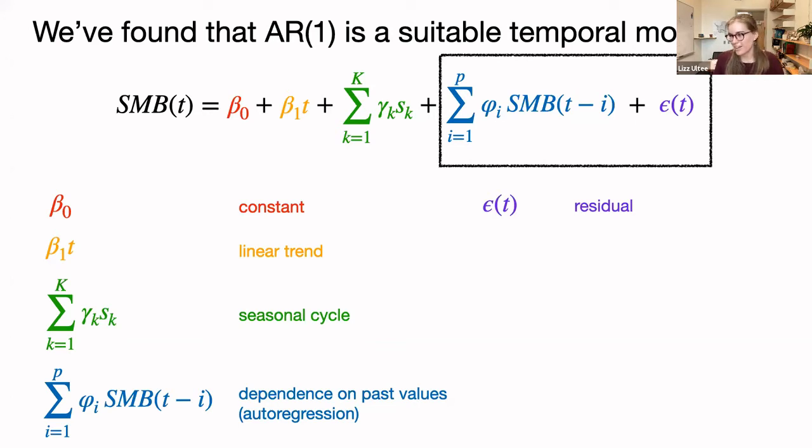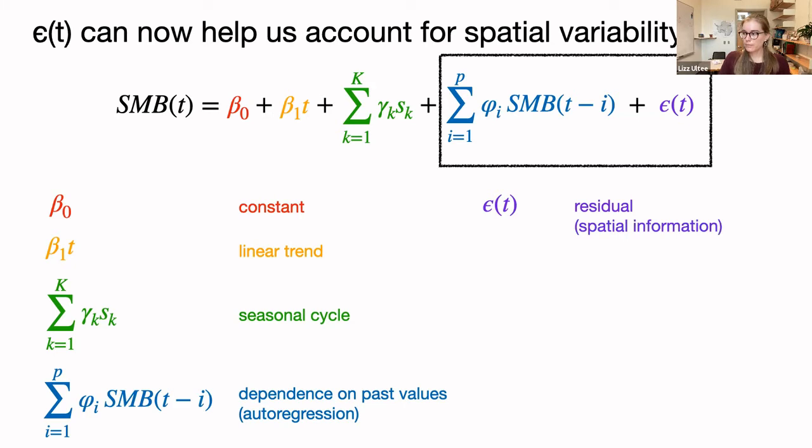And I mentioned just now in answering this question that there are several components of surface mass balance. The constant, linear trend, and seasonal cycle can be fit separately. Then we have this temporal model, the autoregressive model in blue. And finally, this residual term in purple, which is everything else that's not fit by the previous fitting. So this is what we've dealt with so far. This residual, epsilon t, can now help us account for spatial variability.